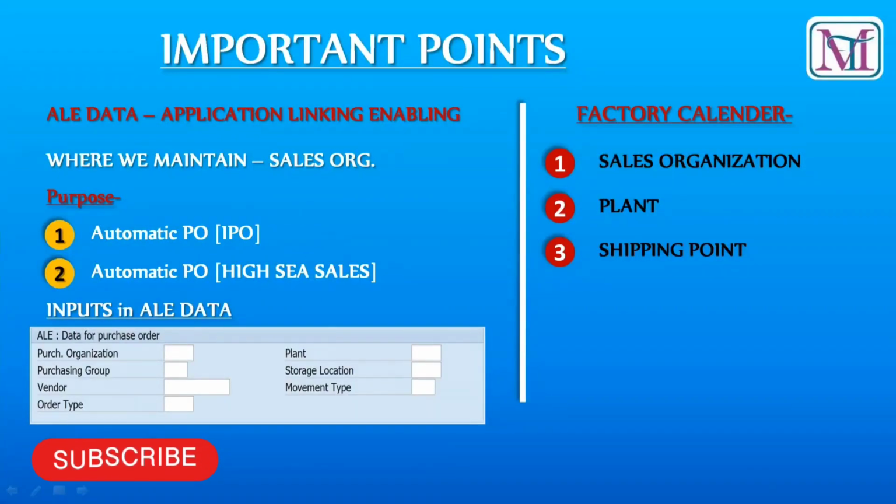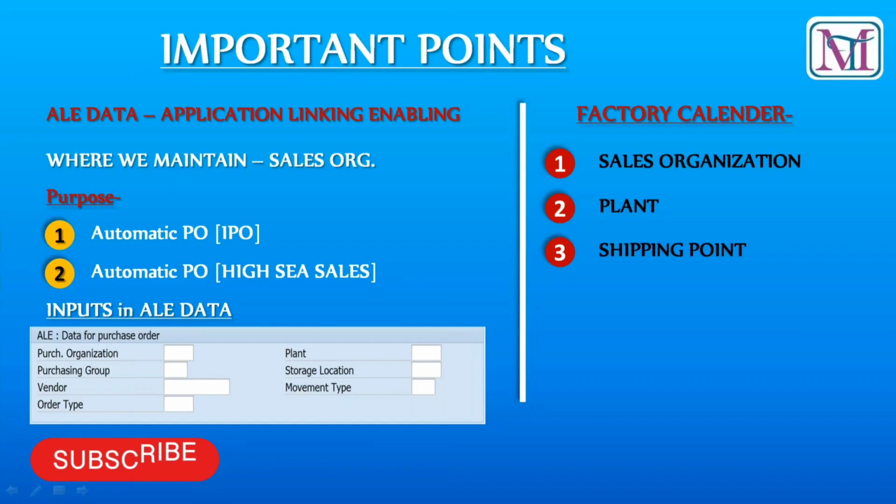Then guys, what is the purpose of ALE data? The purpose of ALE data is automatic PO creation in the individual purchaser. Again, you don't know what automatic PO is. You are new, so you don't know about the automatic PO, and you don't know what the IPO process is. So guys, please remember. I know you can remember. What is the full form of ALE data? Application linking and enabling. Where do we maintain it? In the sales organization.